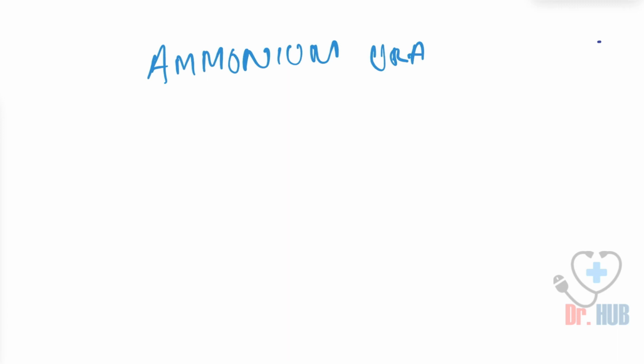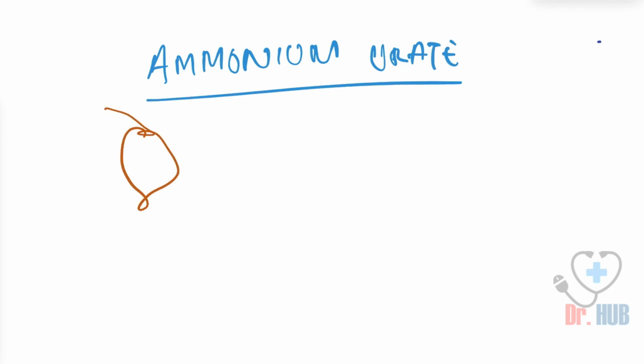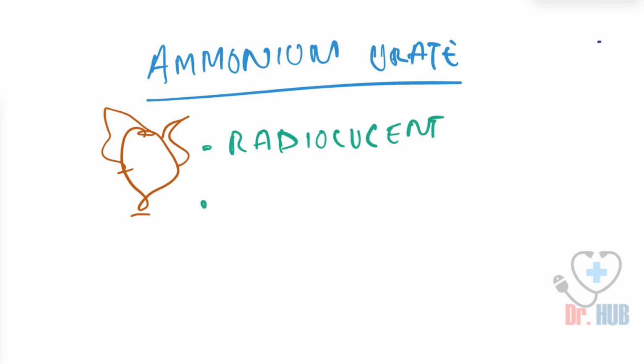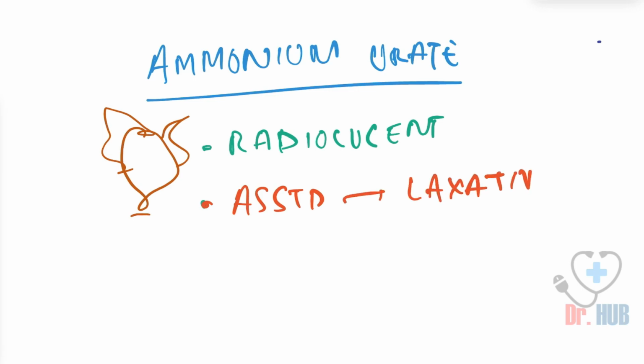Next, we'll look at the ammonium urate stones. This is the second question, ammonium urate. Under the ammonium urate, it doesn't have a significant shape, and it is radiolucent. It is also associated with laxative abuse.